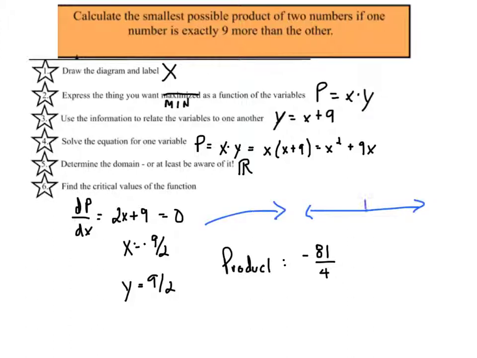Now, one thing I should by rights do here is, with my derivative, do a little sign analysis to just verify that it is in fact the minimum. So if I plug in a number less than negative 9/2, I get a negative. If I plug in a number bigger than negative 9/2, I get a positive. So you can see that it is in fact a minimum.